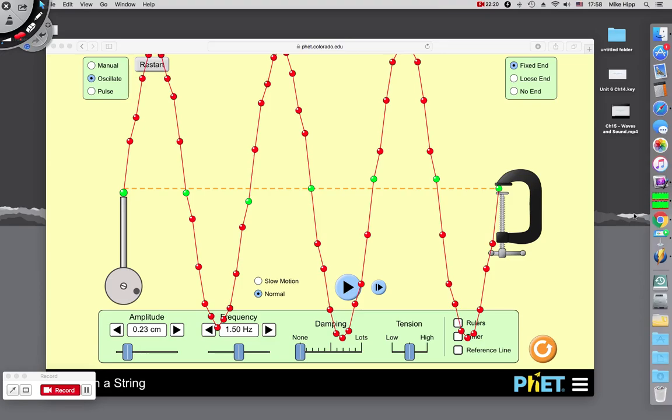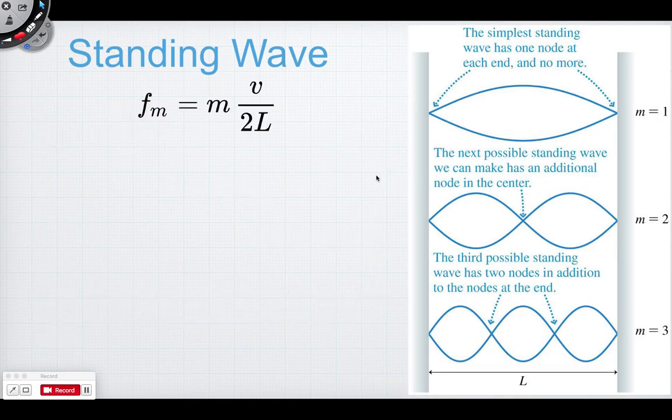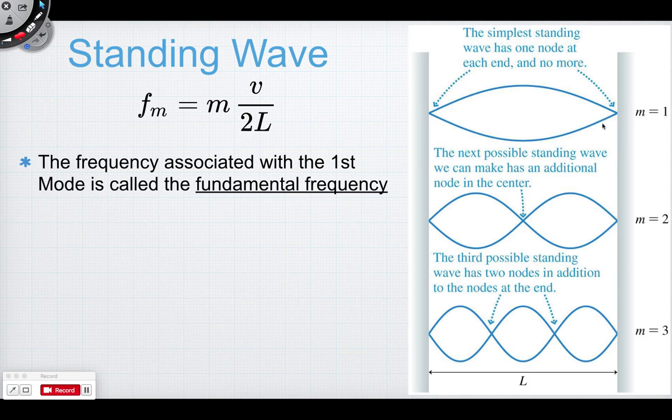Load this back up here. Okay. So here's the equation from before. This first mode that can form, we call the fundamental frequency, right? Because for mode 1, what happens? Well, the frequency for mode 1 is 1 times v over 2L, which I think is right here. And what's the frequency for mode 2? The frequency for mode 2 is 2 v over 2L.